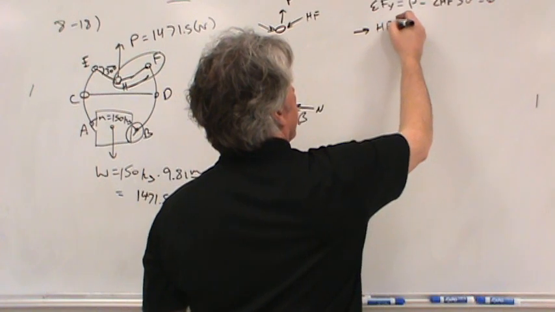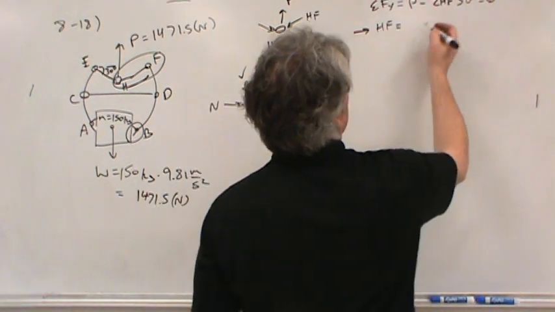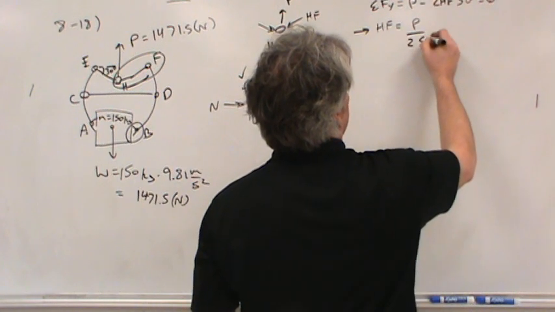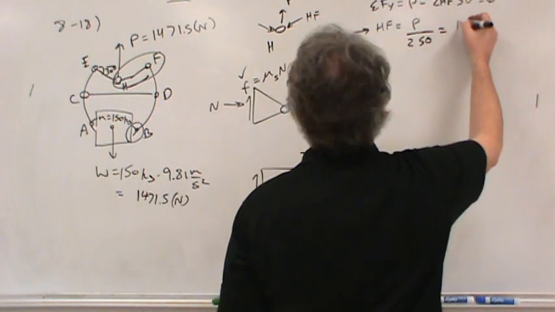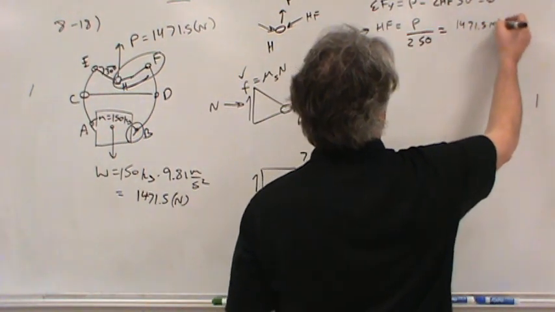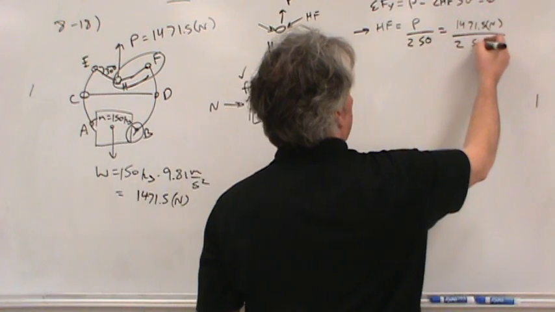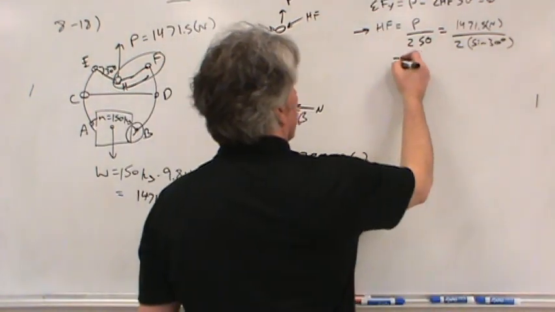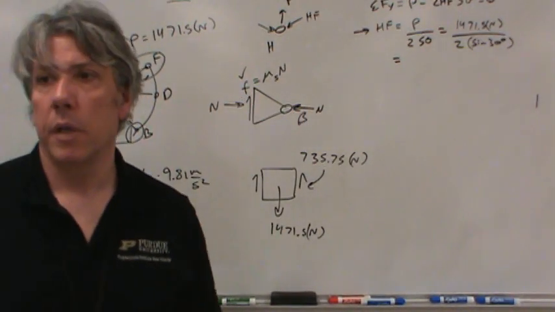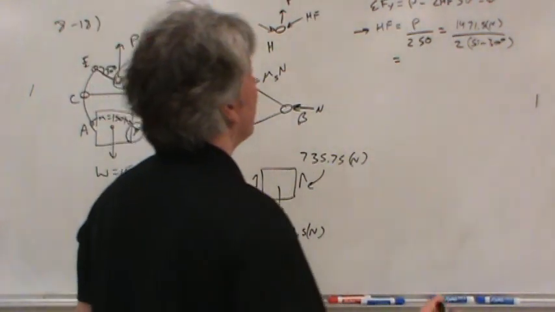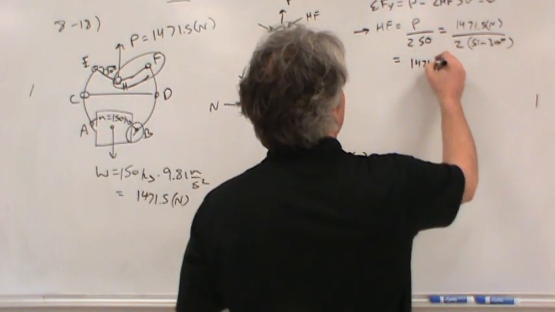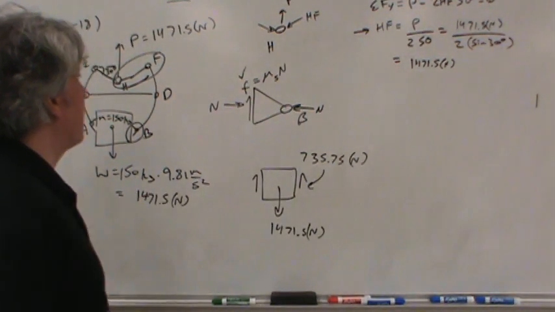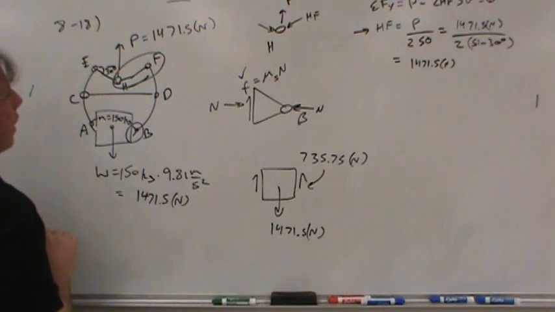So, calculating HF, I would have P on the other side of the equation, divided by 2, divided by sine of theta. Of course, P is 1471.5 newtons. 2 is just a number, sine of 30 degrees. So tell me what the force is in HF, if you will, please. 1471.5. Oh, okay. So I guess sine of 30 is a half then, huh? So now we know the magnitude of force in HF.